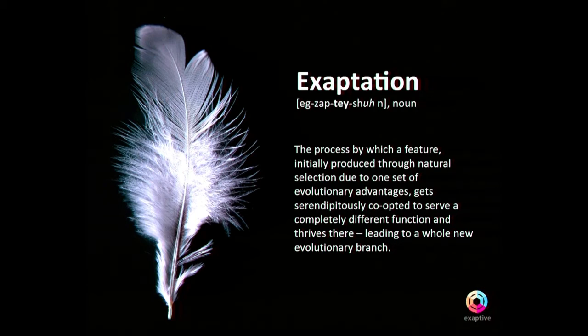It's when something that evolves due to one set of constraints gets serendipitously co-opted for something completely different and ends up thriving there. It turns out that feathers evolved because they kept animals warm, and then they got serendipitously co-opted for flight because if you trap enough air to stay warm, you might flutter off a cliff and not die when a predator chases you off it.